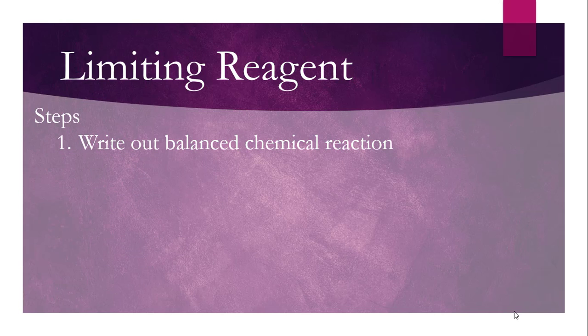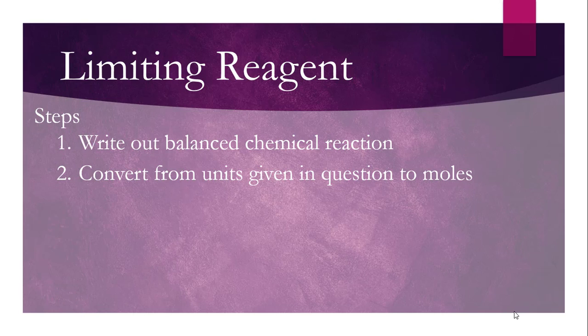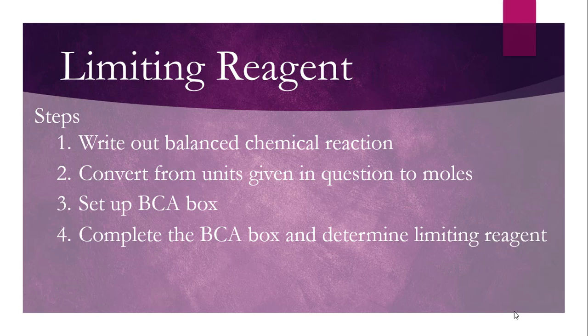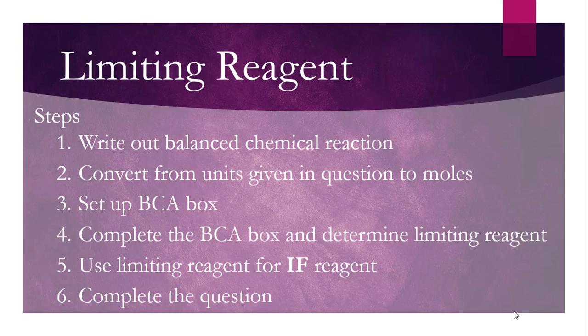There are 6 steps. You need to write out the balanced chemical equation and go from the units you're given into moles, just like before. Then you set up a BCA box. You complete the BCA box and determine if there is a limiting reagent. Then, if there are further stoichiometric calculations to be done, you use the limiting reagent for the if reagent, and then you complete the question.